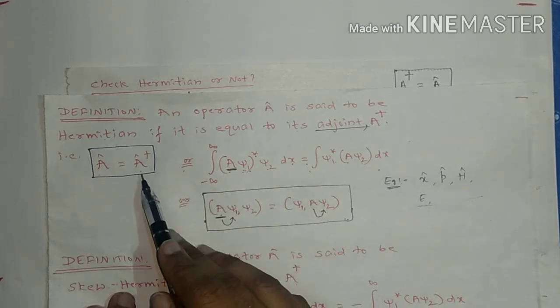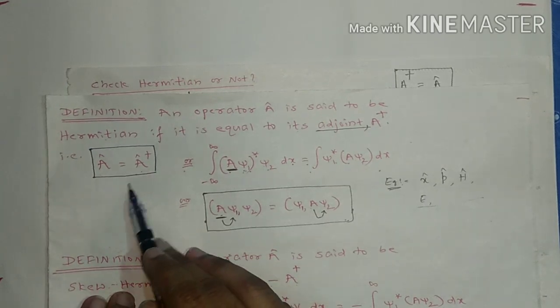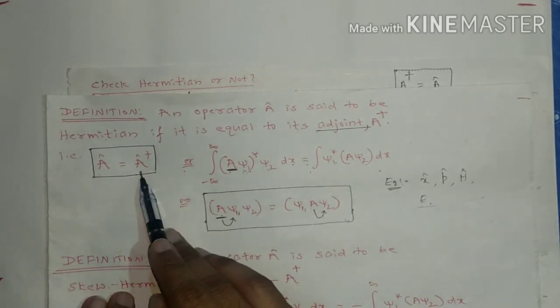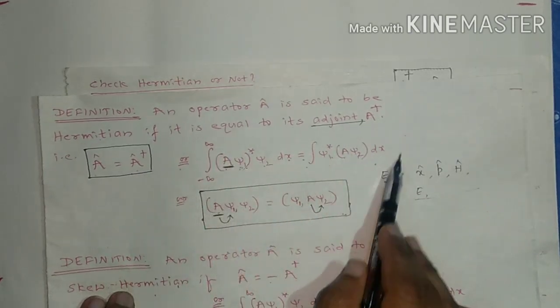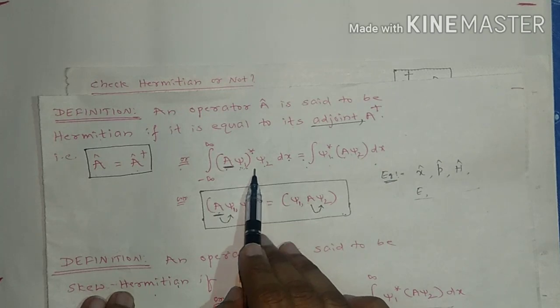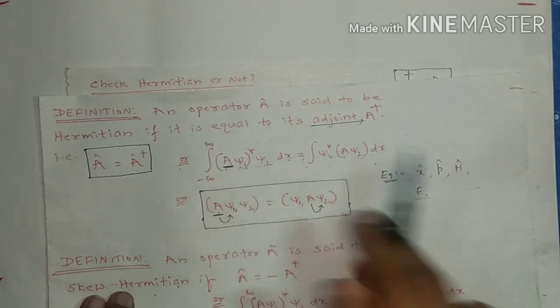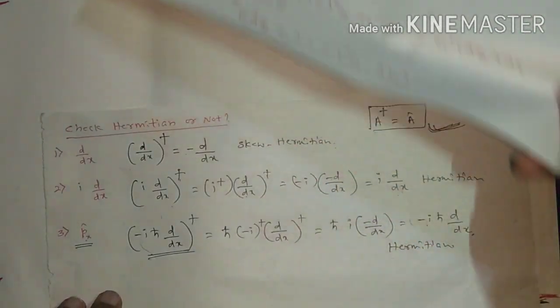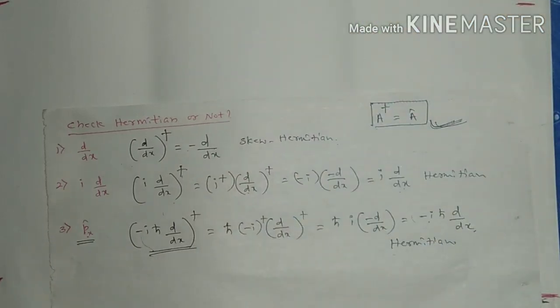But the simpler one is this condition. If the question is for 2 marks, then we can use this condition. But if the question is for 5 marks, then we have to use this condition and check whether the given operator is Hermitian or not. So we have seen simple examples of how to check whether the given operators are Hermitian or not.